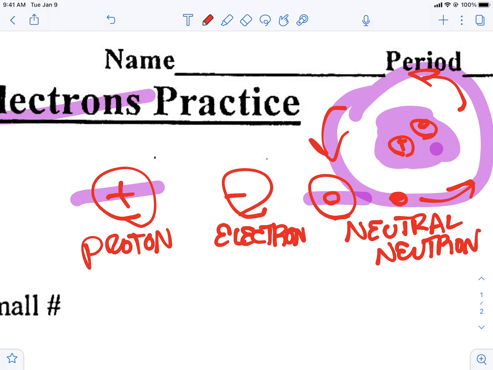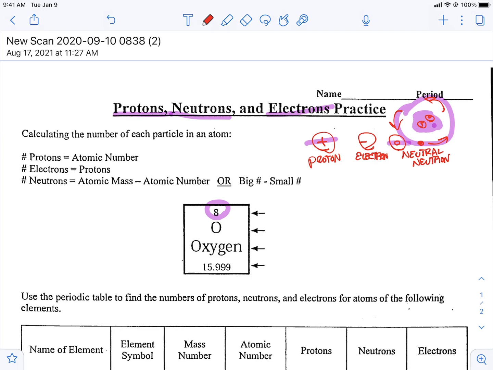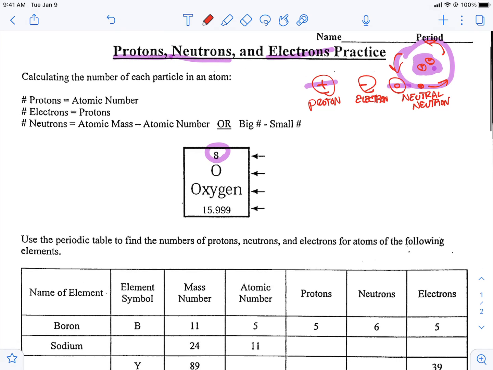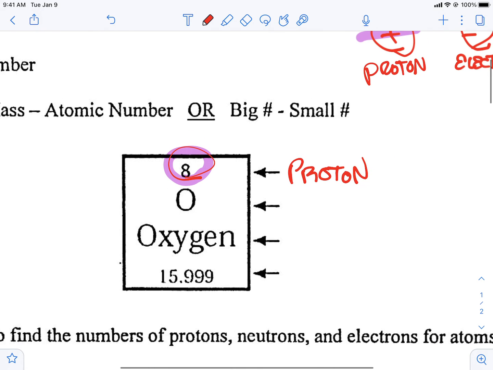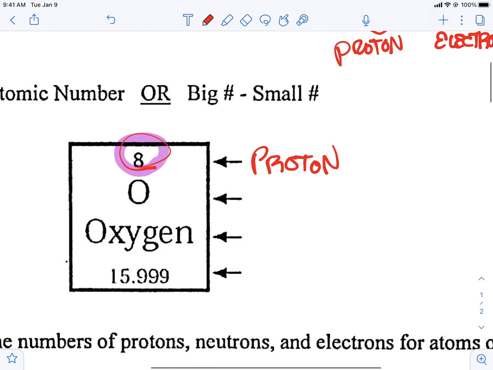So the next step is every element is going to have a different quantity of protons, neutrons, and electrons. This first number is the number of protons in each atom. So an oxygen atom, to be an oxygen atom, has to have 8 protons. If it had any other number than 8 protons, it would not be oxygen. It would be something else. This number is also called the atomic number.